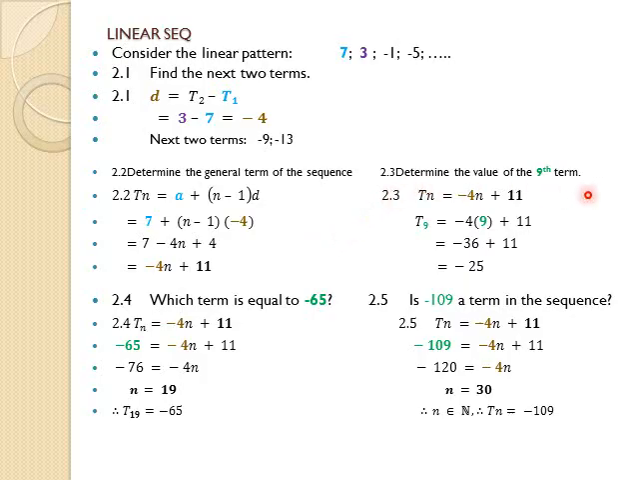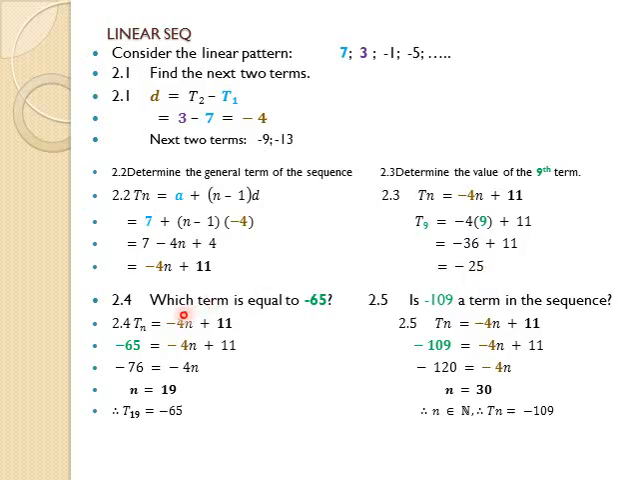2.3, determine the value of the 9th term. So we already found the equation, so Tn equals minus 4n plus 11. So 9th term there, n becomes 9, and wherever I see n, I substitute 9. So minus 4 times 9 would then give me minus 36. Minus 36 plus 11 then gives me negative 25. So term 9 equals negative 25.